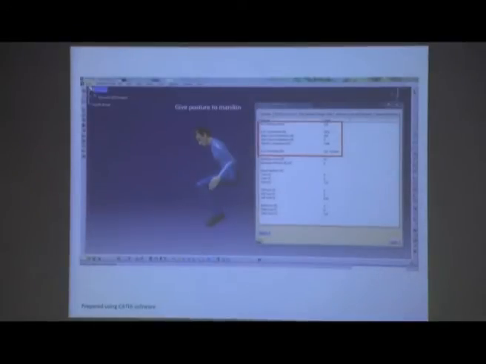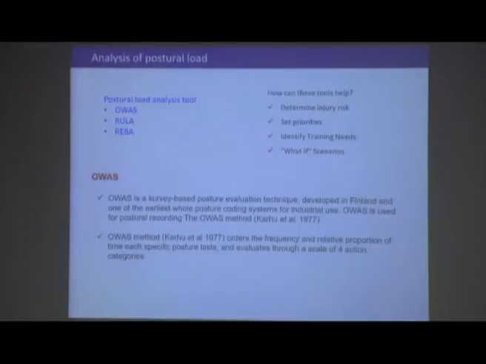So what we discussed till now is low back analysis using two different software. Now we are moving to the next type of analysis, that is called postural load analysis. In different digital modeling software, we will find these types of tools: OWAS, RULA, REBA. These are posture analysis tools. Already these are well established ergonomic evaluation tools for evaluation of posture.